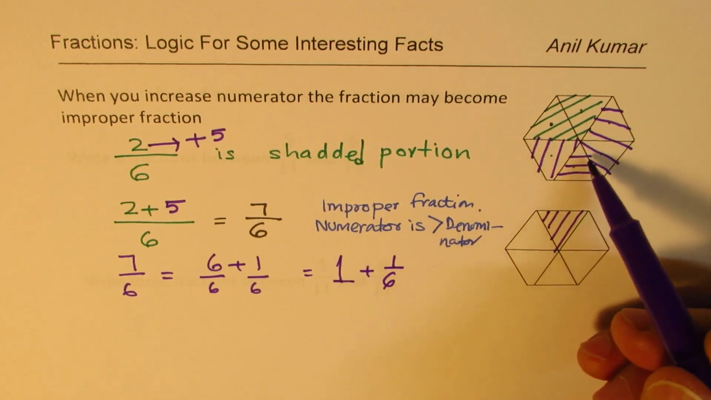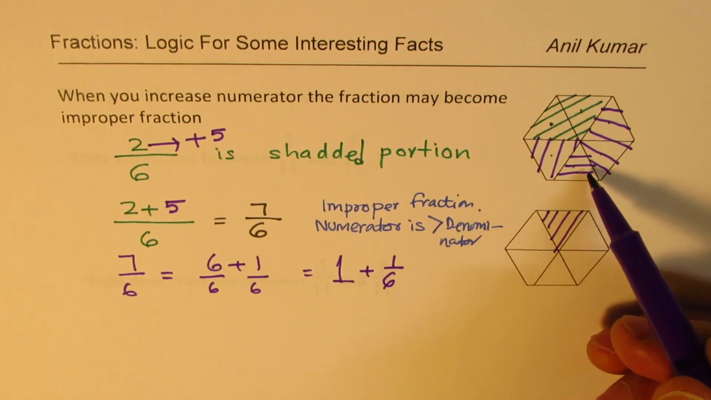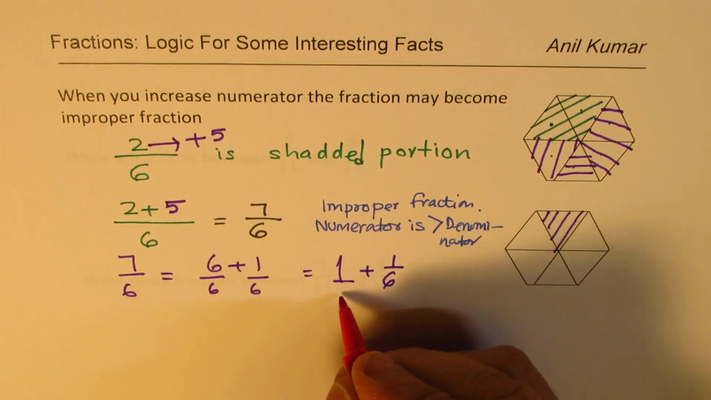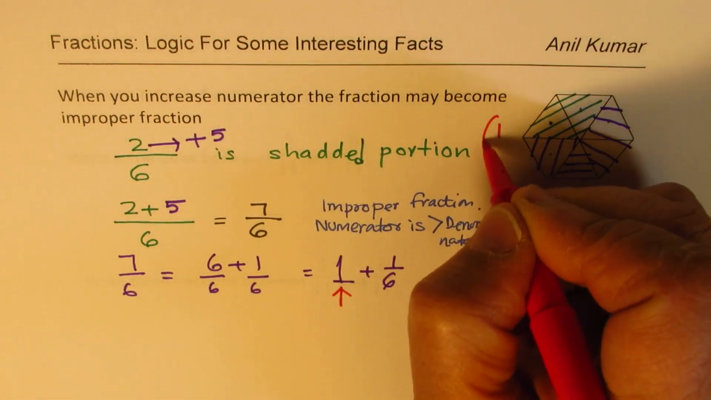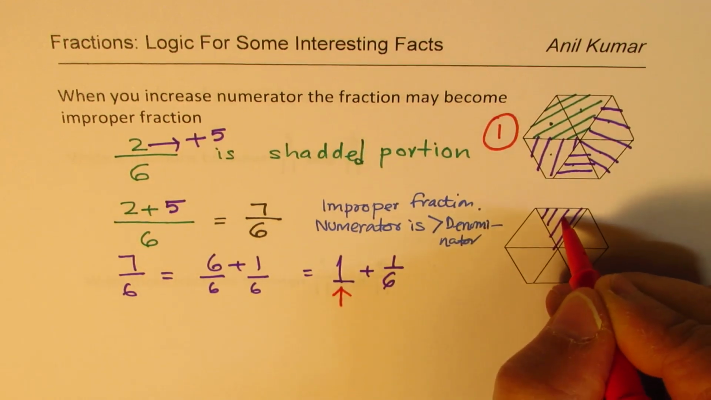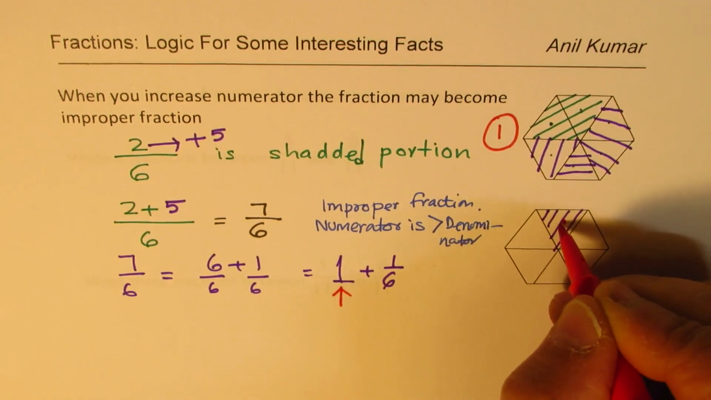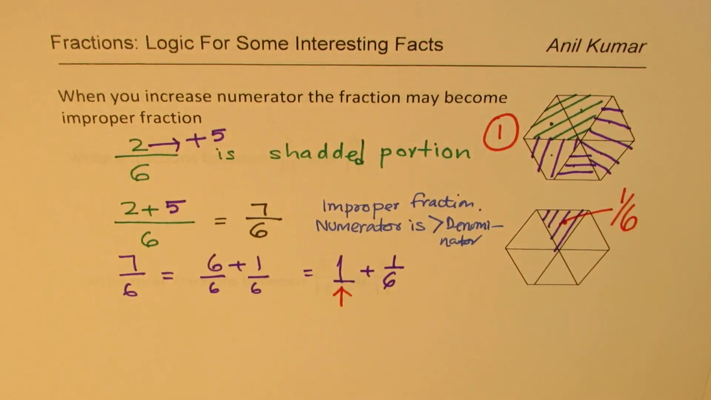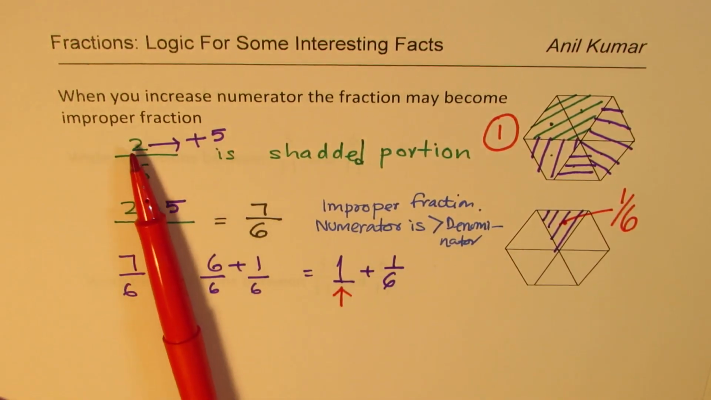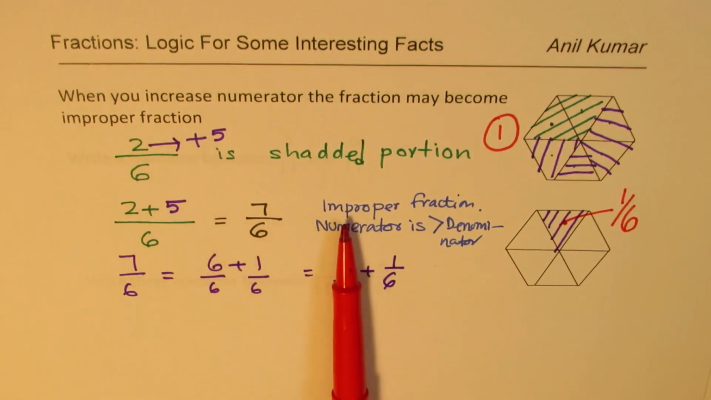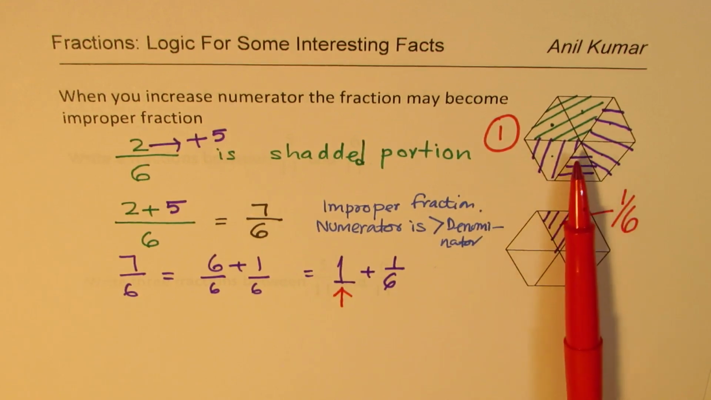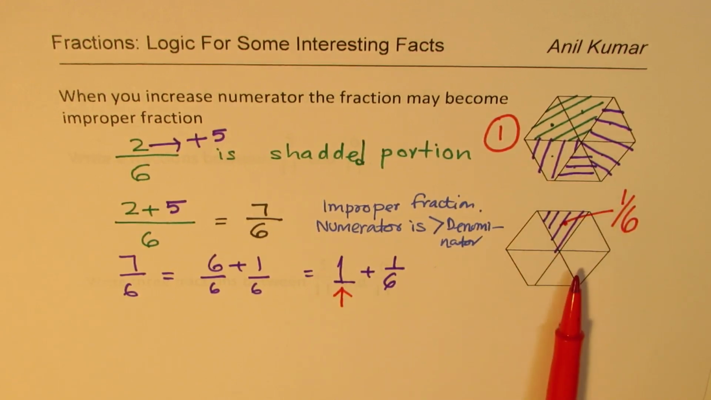So this is improper. Now I'm not talking about just one hexagon. I have 2 involved. This is 1 whole. This is my 1 whole, correct? And this one here is what? It is 1 out of 6. Do you understand? So when we increase the numerator, a fraction may become an improper fraction, and to show that, we may use more than 1 whole, like this. So I hope you're getting the concept, right?